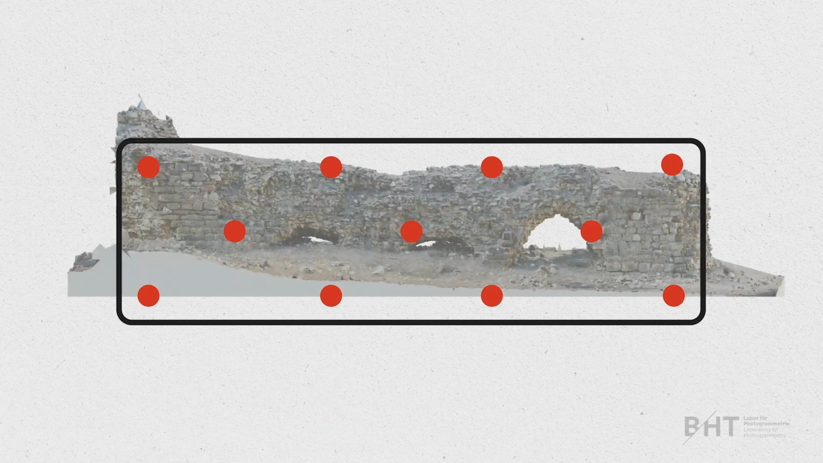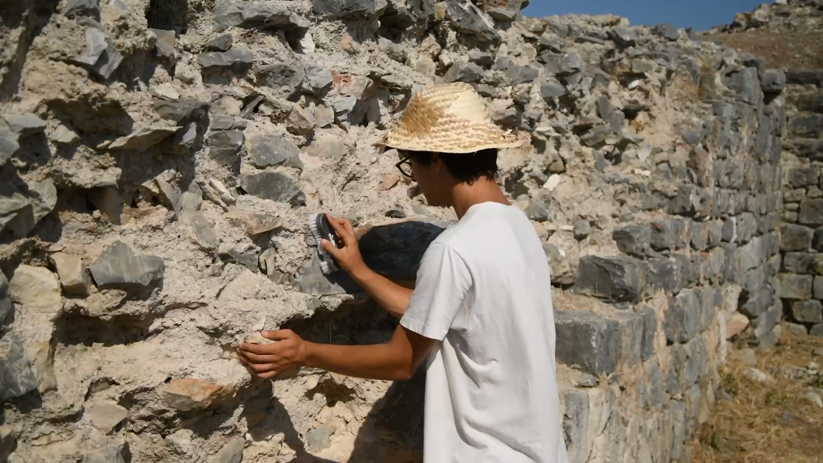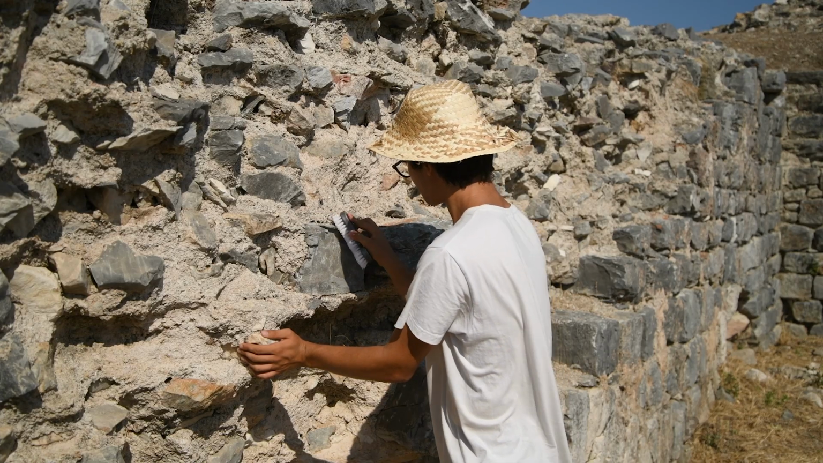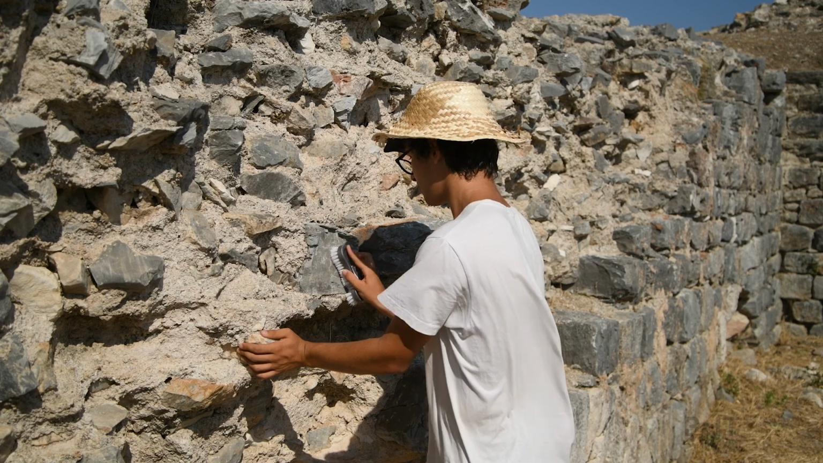In the case of our wall here, we have distributed the control point signals in this way, at regular intervals in the upper and lower areas, as well as on the top of the wall. Before we can stick the markers to the desired location, we should try to remove any dust. They will stick better that way.